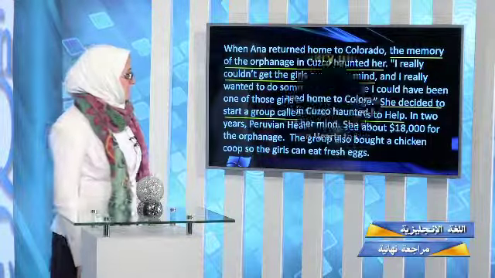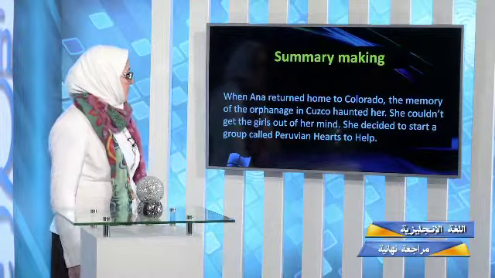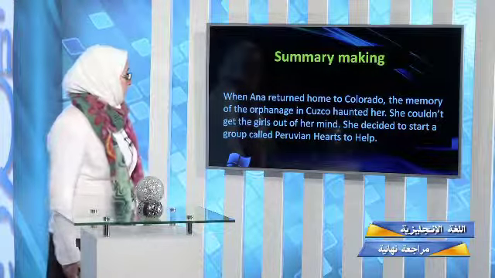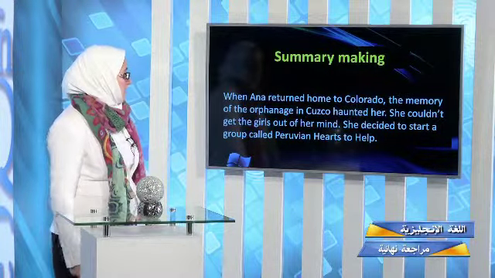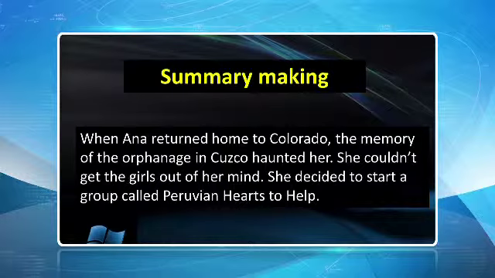So now, after looking at this essential information, the answer, of course, would be, when Anna returned home to Colorado, the memory of the orphanage in Cusco haunted her. She couldn't get the girls out of her mind. So she decided to start a group called Peruvian Hearts to Help. Very direct answer, and it answers the question in a way in which we understand exactly what she did when she went back to Colorado.